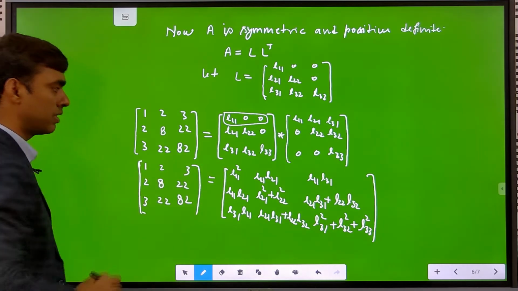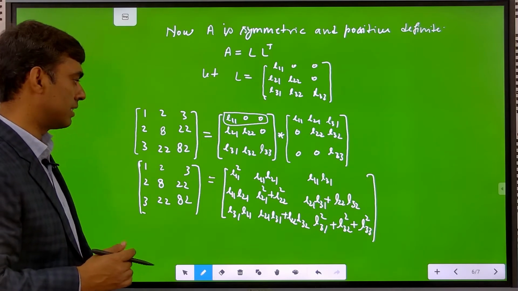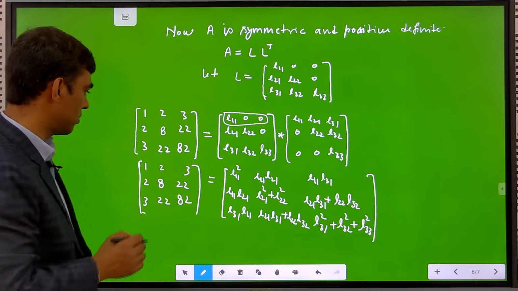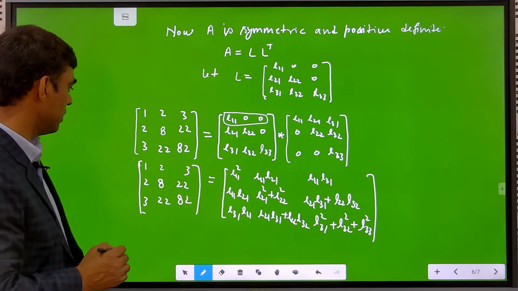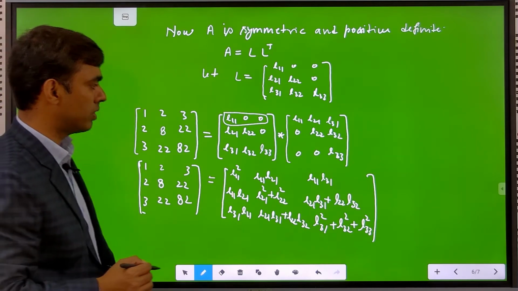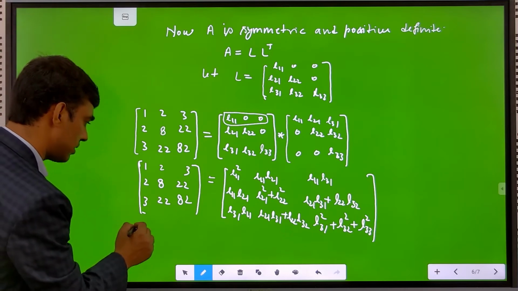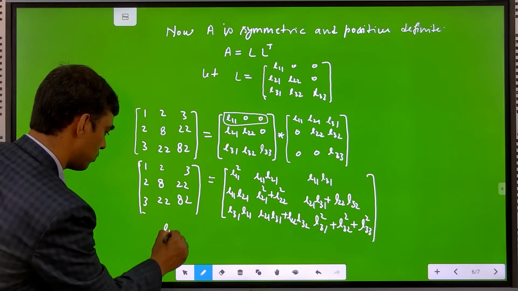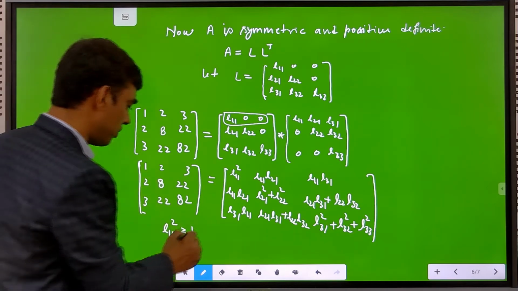Now we compare the matrix on the left-hand side and the matrix on the right-hand side, element by element. So what is the value of L11 square? The value of L11 square is 1. Comparing this one, here we write L11 square equals 1. So what is the value of L11?